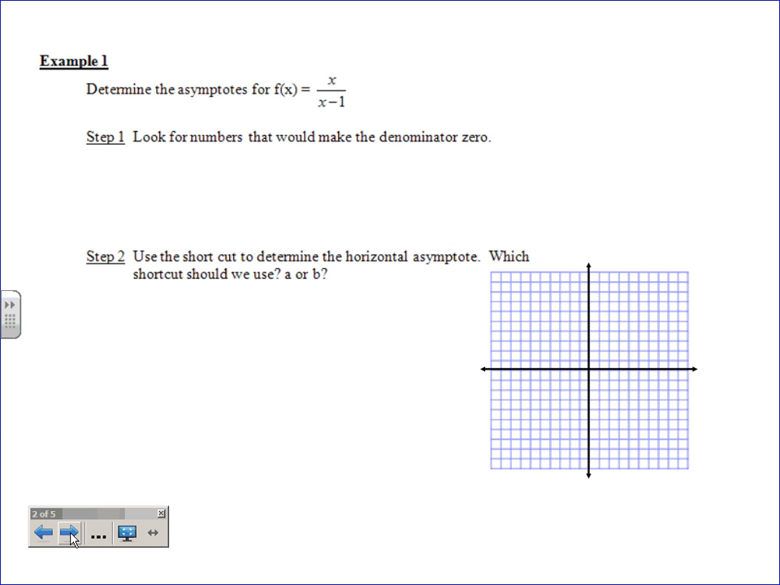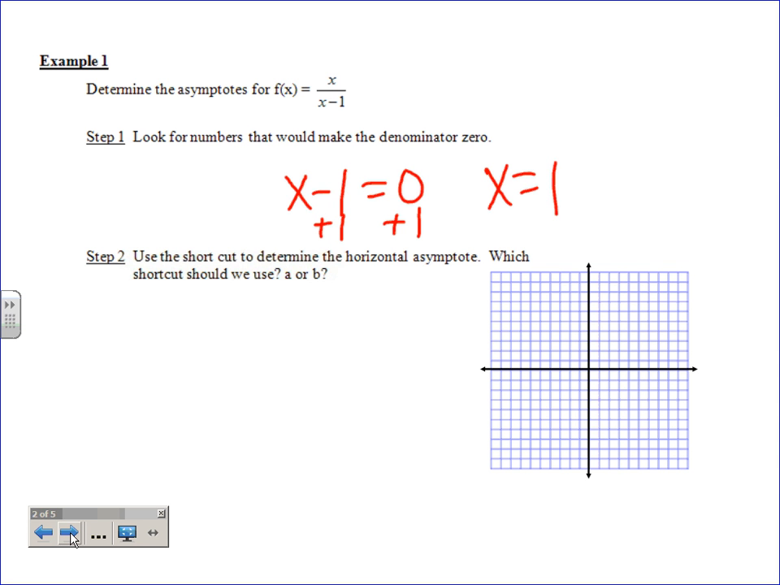So let's try one. Do you agree that is a rational function? x over x minus 1. Step 1, look for numbers that would make the denominator 0, or in other words, set the denominator equal to 0, right? And so here's your denominator, set it equal to 0, you add 1. This is if you actually had to do the algebra. I think most of you notice that if I put a 1 right there, the denominator is 0. Is that the only value that will make the denominator 0, or are there more? That's the only one, right? So x equals 1.